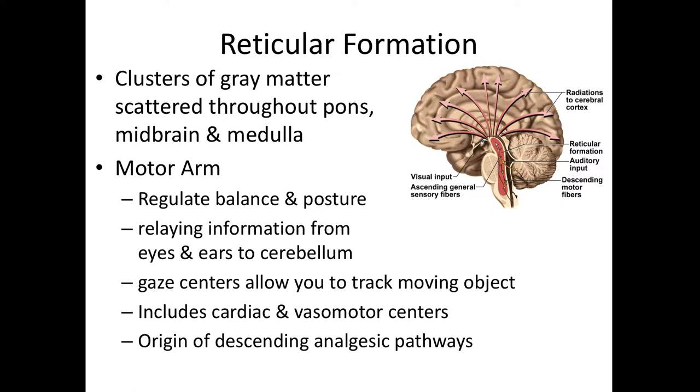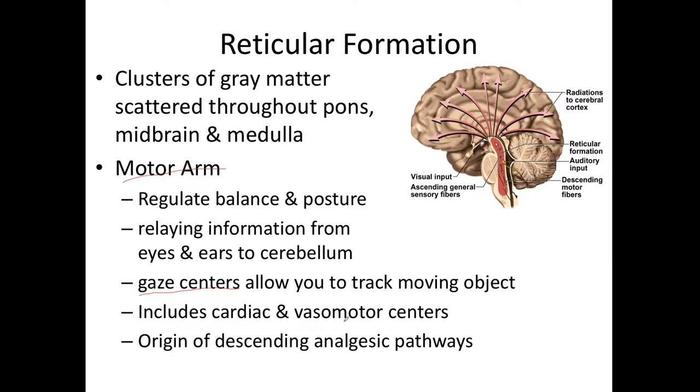Okay, so the reticular formation has many, many functions, which you'll see over the next few slides. So we're just going to do a flyover summary of what it does in general to give you an idea. And you can divide these up according to function. So one of those is the motor arm, so it regulates balance and posture. It helps participate in the circuits between the eyes and ears to the cerebellum. And as you might imagine, communication with the colliculi is involved as well. There are gaze centers in there that allow you to track moving objects, so again, overlap with the superior colliculus.